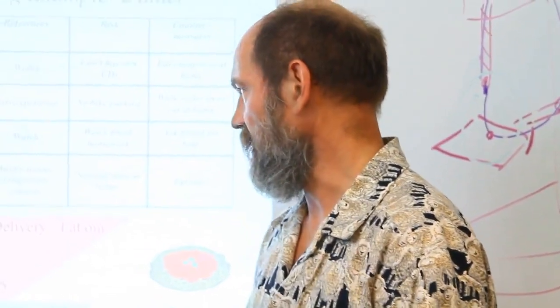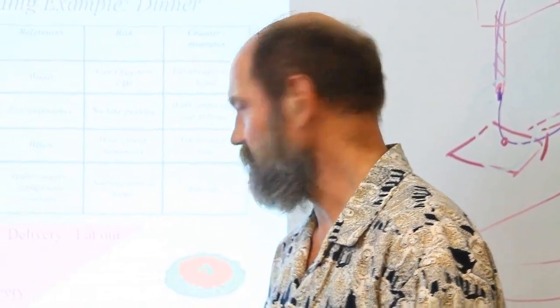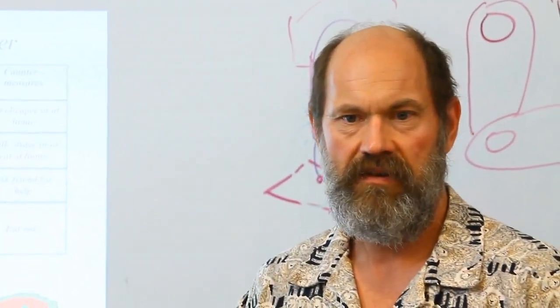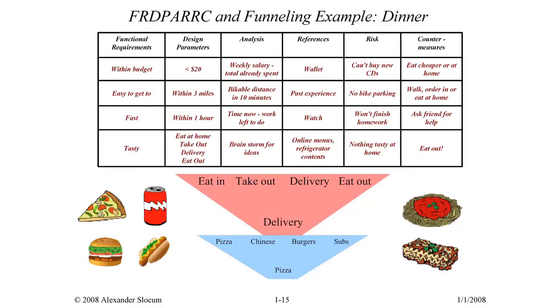This is on the concept phase. Pizza, Chinese food, burgers, subs. You know, what do you want? Okay. Down on the components level, let's say we pick pizza. What do you want on your pizza? Everything toppings? See, everything can be sliced from coarse to fine, right?